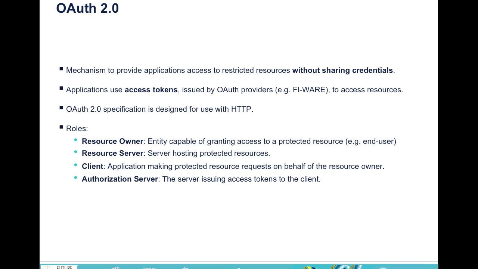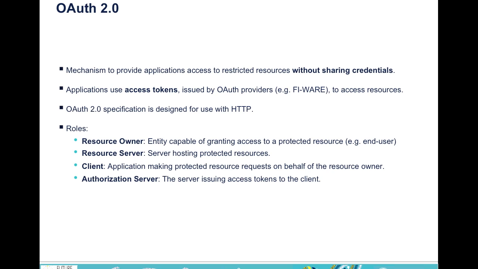OAuth 2.0 proposes a mechanism to provide applications access to protected resources without sharing users' credentials. To do so, applications use access tokens issued by OAuth providers to access these resources, because these access tokens represent the user. OAuth 2.0 is designed to be used with HTTP requests, and there are 4 different players.